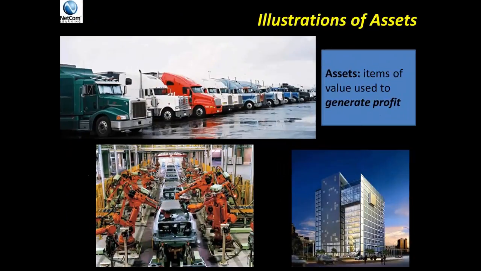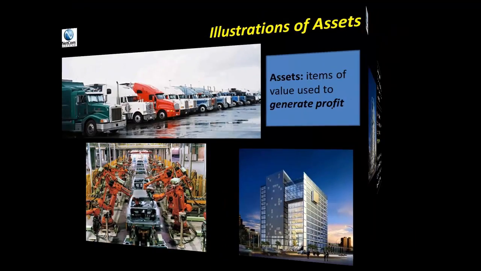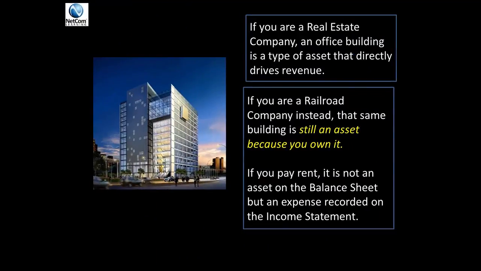Now here are some illustrations of assets. Again, assets are items of value used to generate profits. They could include a fleet of trucks, a robotics factory, even office buildings. If you are a real estate company, an office building is a type of asset that directly drives revenue. If you are a railroad company instead, that same building is still an asset simply because you own it. Now, if you pay rent on that building, of course it is not an asset on the balance sheet, but an expense recorded on the income statement, which we discussed in the previous webinar.